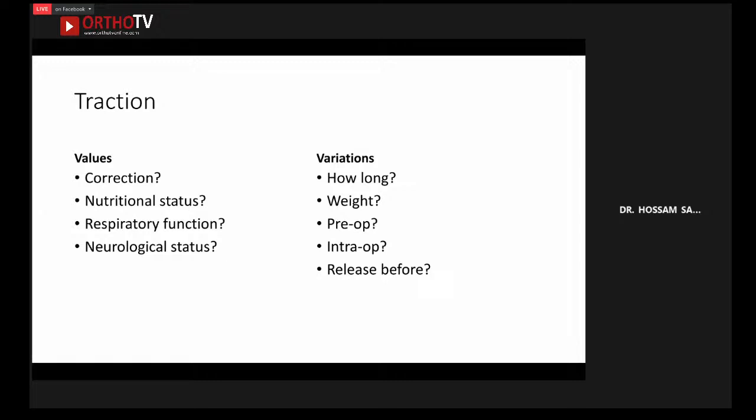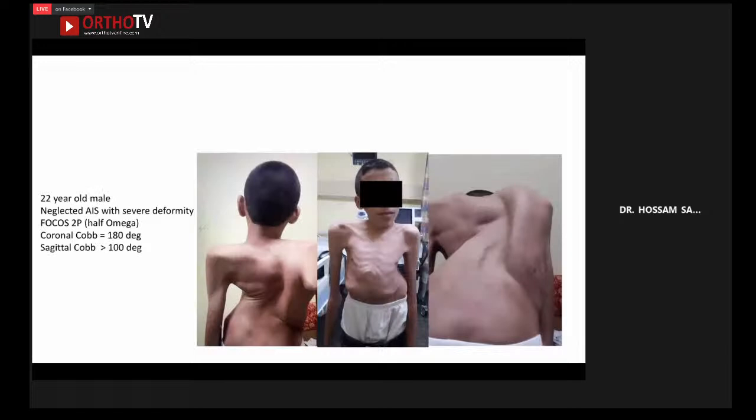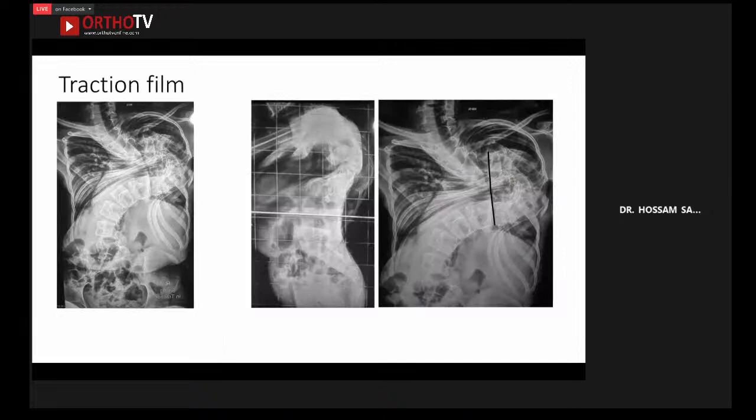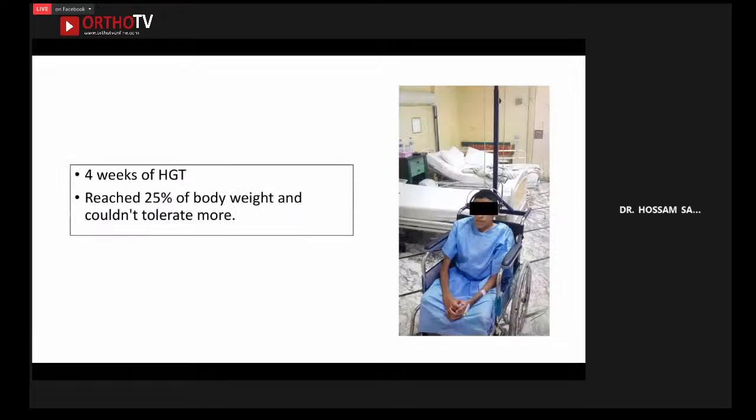This is a 22-year-old who had neglected AIS with severe deformity. According to the FOCUS classification, it's a 2P, which is a half omega. He's got a coronal angle of 180 degrees, a Cobb angle of over 100. And you look at the x-rays, and this is how it looks, and these are how the traction films are not doing much, really, regarding flexibility. And 4 weeks of halo gravity traction, we have reached 25% of body weight, but he could not tolerate more than that.